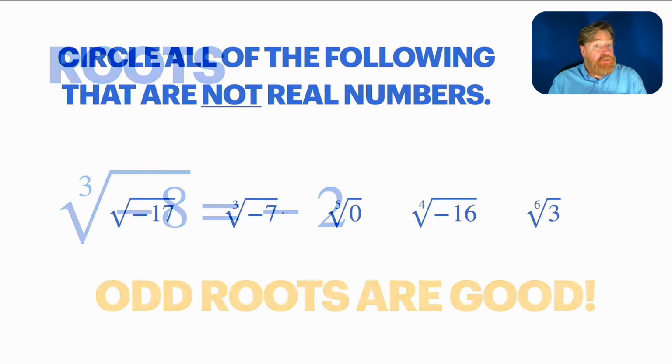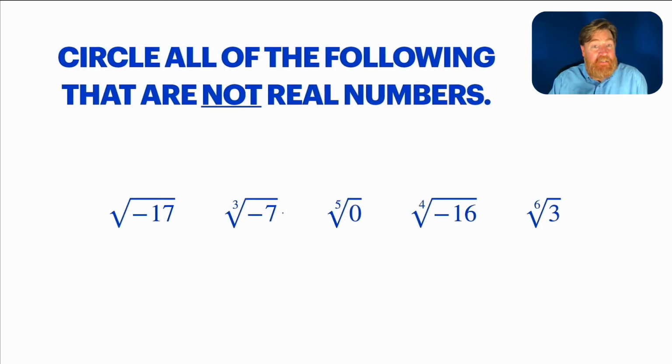All right, just to pull all this together, take a look at this problem. Out of those 5 numbers that we see, which of them are not real numbers? Let's circle the ones that are not real numbers. And just remember, the key thing is, when do we run into trouble? When we have an even root with a negative underneath. Do you see any of those? Scan those 5 numbers.